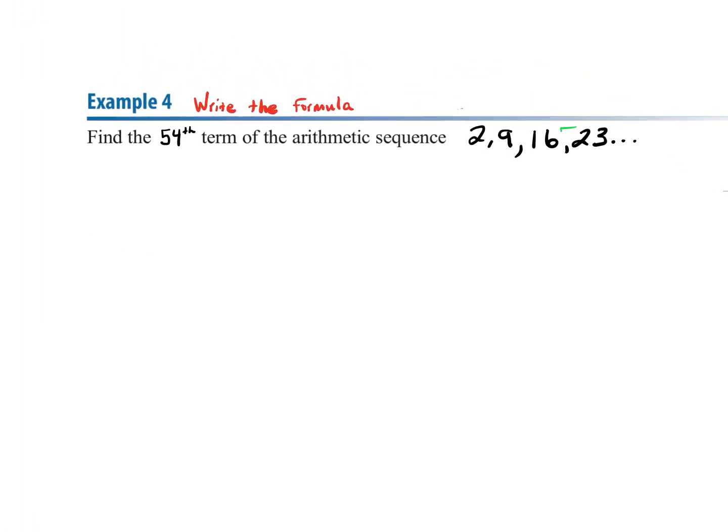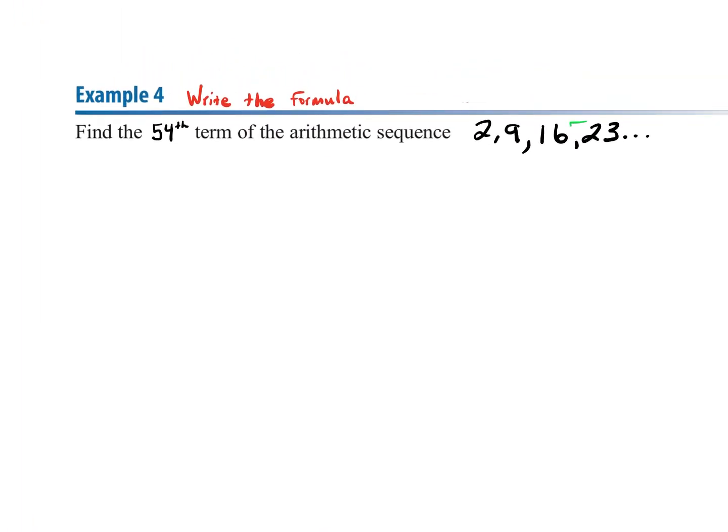All right, in example 4, we want to write the formula and find the 54th term. So our formula that we can use is the one that has a sub 1 or a sub 0. I think the a sub 0 one's a little bit easier. So a sub n is equal to dn plus a sub 0. First thing I want to do is find my common difference. I need to find what d is. So what am I adding to get from one number to the next? 7. So d is 7.